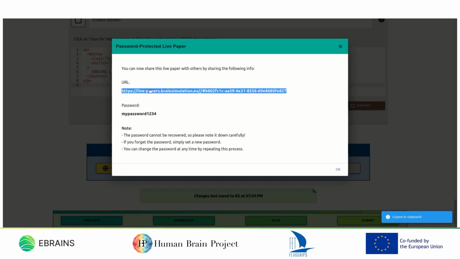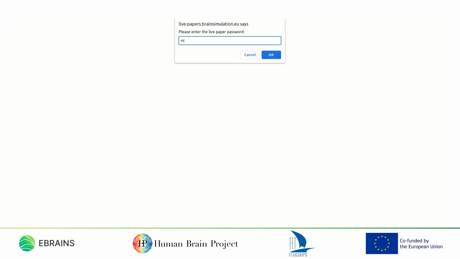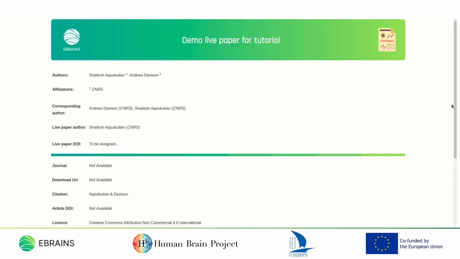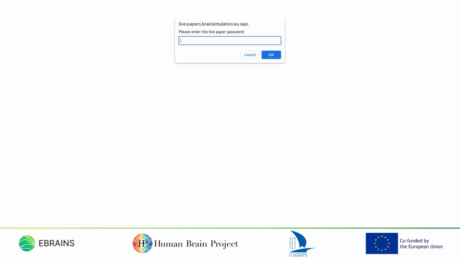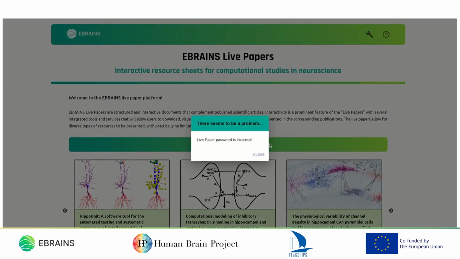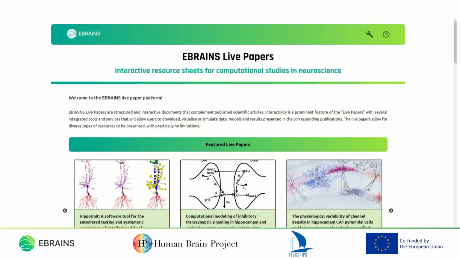When we try to access this URL, we see a pop-up that requests for the password. Let us enter the password that we had previously set. And there it is, we have access to our live paper. Let us also quickly check what happens when we enter the wrong password. So I enter some random input here. In this case, we see a message saying that the password might be incorrect, and we rightly do not have access to the live paper.